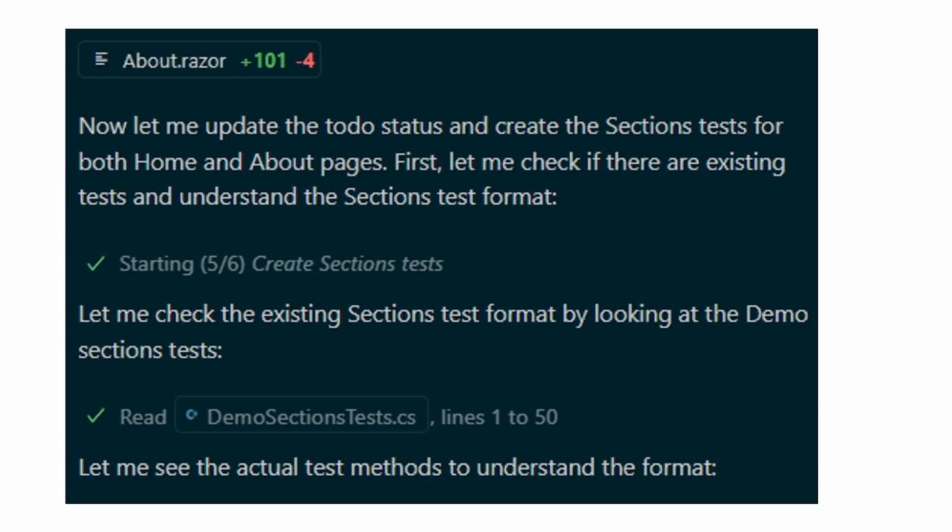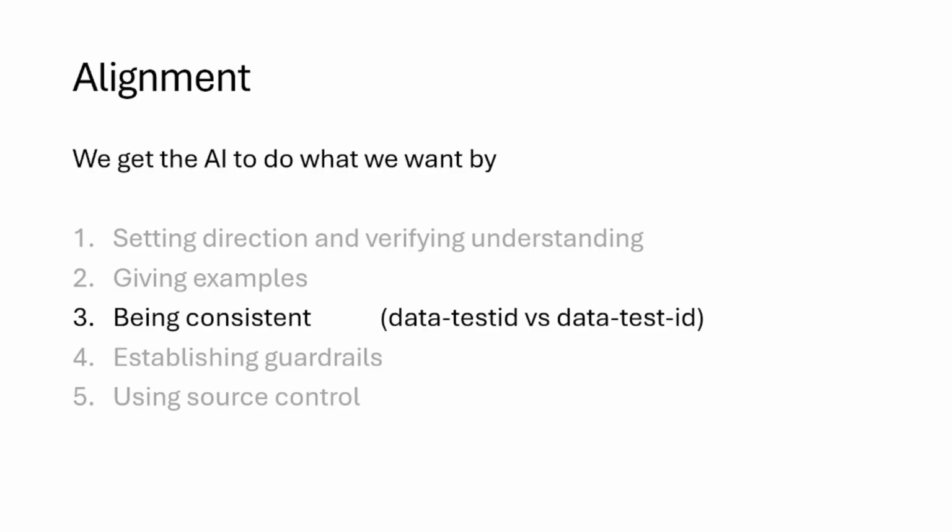Here's some proof that it actually follows those examples, because here it says, "Let me check if there are existing tests." And here it's "Let me check the existing section test." So it's not only trained to look for patterns, it's also trained to tell us that it is, because it knows we care. Okay, so being consistent is very important.